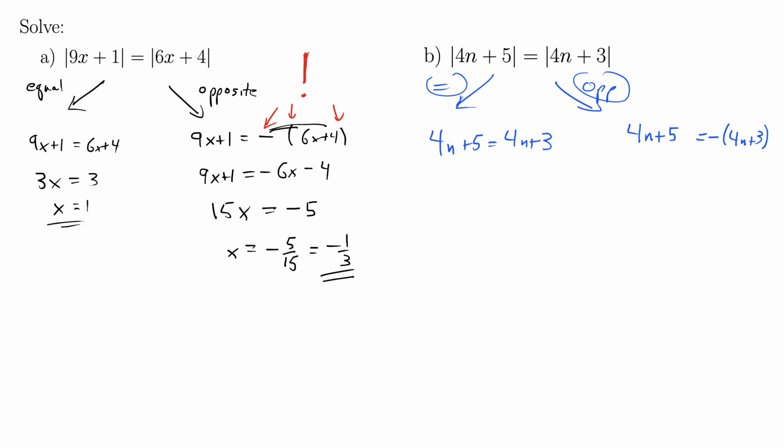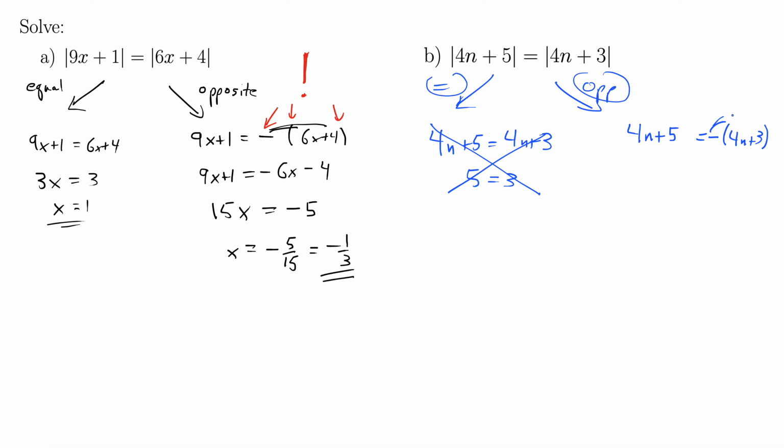In the left one, things are getting a little weird. Right? We can subtract the 4n from both sides, but that gives us 5 equals 3, which is blatantly untrue. So this entire one is thrown out, right? That's false. When I subtracted the 4n from both sides, they canceled out. We're left with 5 equals 3. False.